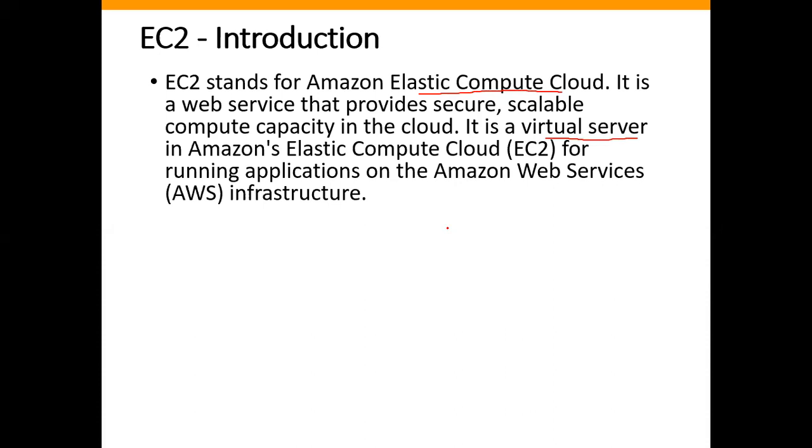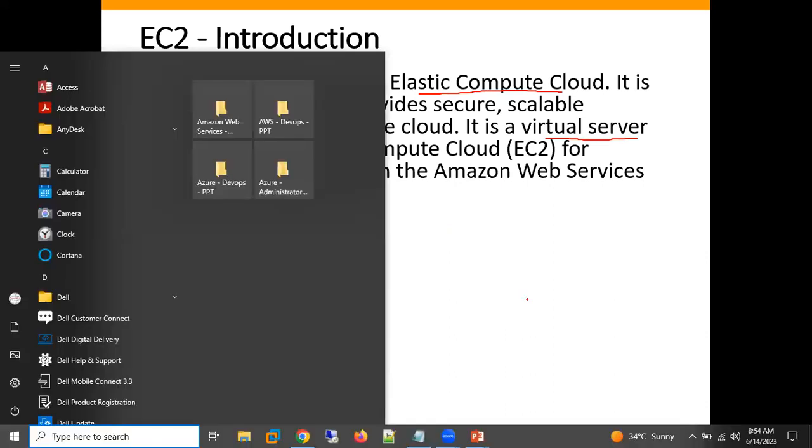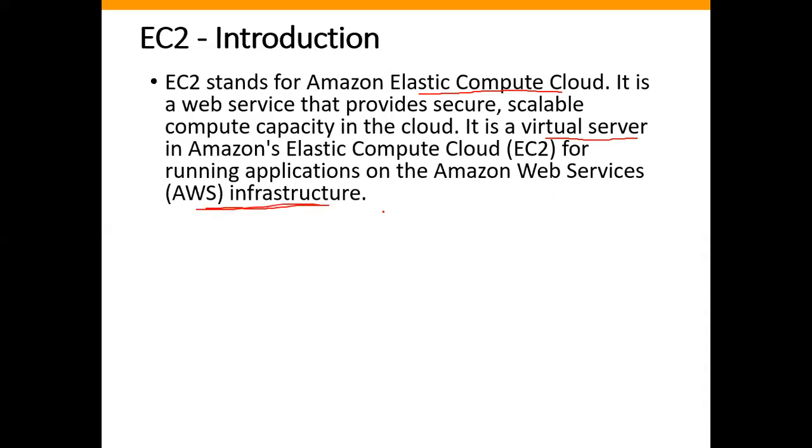Now, what are virtual servers? Let's take an example: I'm using this particular computer. I want to create the same type of computer on Amazon infrastructure. How can I create that same type of computer? We can create it under our service called EC2. That is what we call virtual servers. We can create that particular computer virtually on Amazon infrastructure.